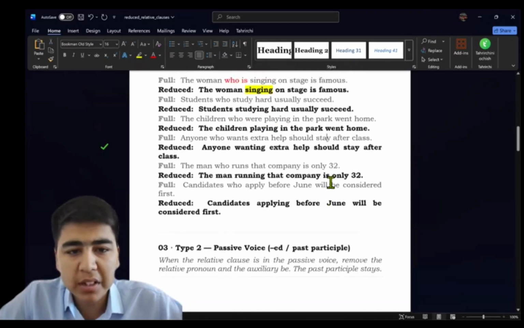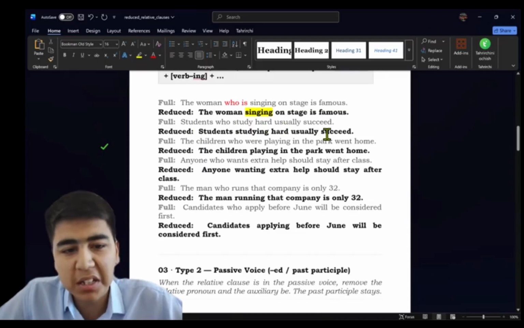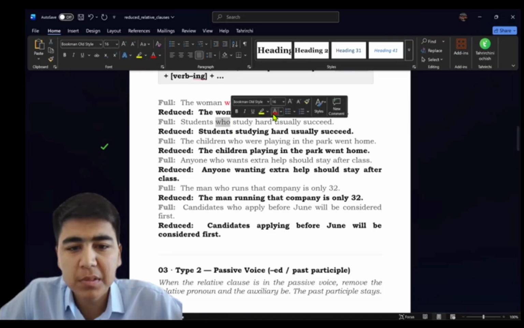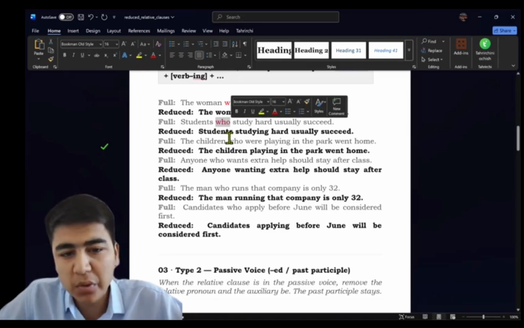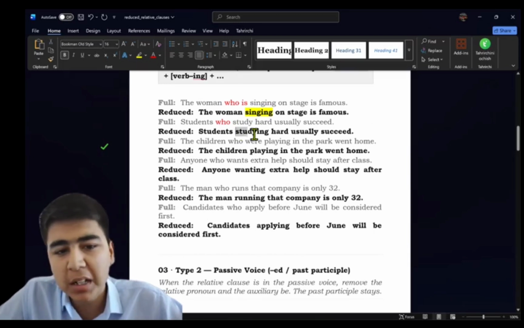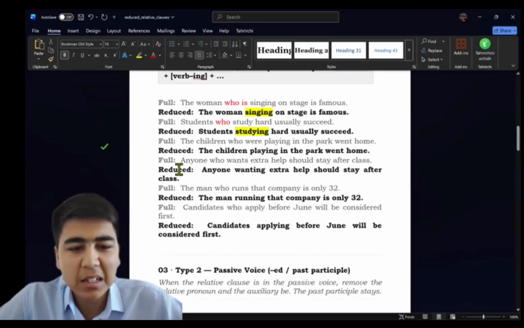So next example. Students who study hard usually succeed. So we will delete this part. Who will be removed, and we change the verb study to the ing form, like studying. All right. It is really easy.